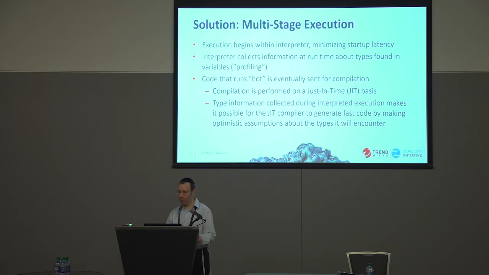Eventually, those areas of the JavaScript code that are running hot, such as loop bodies or functions that are called many times, are sent for just-in-time or JIT compilation. And by this time, enough type information has been collected so that the compiler can make some optimistic assumptions about the types that it will encounter. And on this basis, the JIT compiler can emit code that is really quite highly optimized.